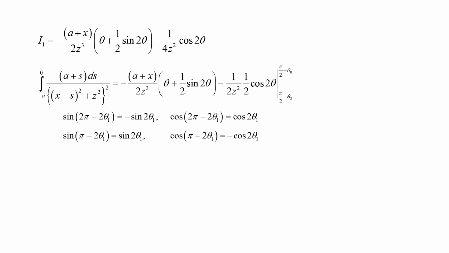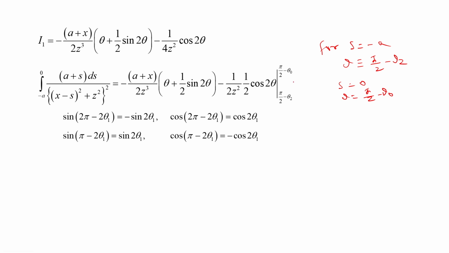So we know the integration limit, between minus a to 0, and in the last lecture I had shown that for s is equal to 0, this theta should be pi by 2 minus theta 0. So s is equal to minus a, let us say first. So s is equal to minus a, theta is equal to pi by 2 minus theta 2. So please see my last lecture in which I had described this part, and at s is equal to 0, this theta is equal to pi by 2 minus theta 0.